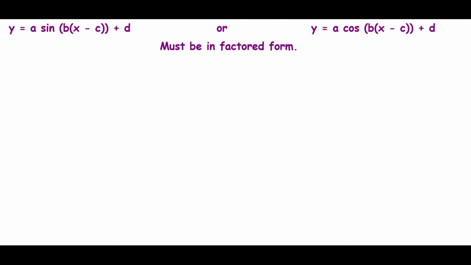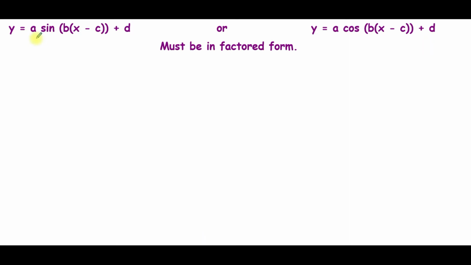Okay, so what if we're working from the equation instead of the graph? So notice these two equations are similar, except this one has sine in it and this one has cosine in it. So they both have a in front and then b inside the parentheses, and then x minus c in the parentheses, and then we have d outside the parentheses. So this is my transformations, basically.